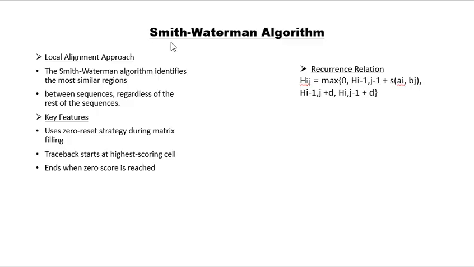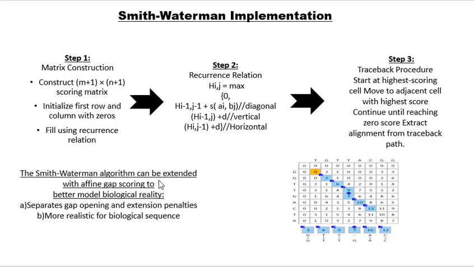This is when we predict our local sequence. And the Smith-Waterman implementation: how to do the fast matrix construction. Initialization: the first row is zero, and the fields are filled using the recurrence relation. Here is the recurrence relation, for the diagonal, for the vertical, and for the horizontal. How is the traceback procedure done?